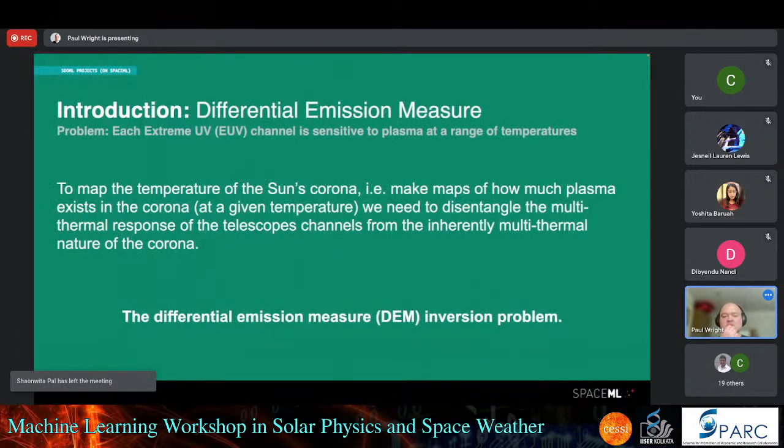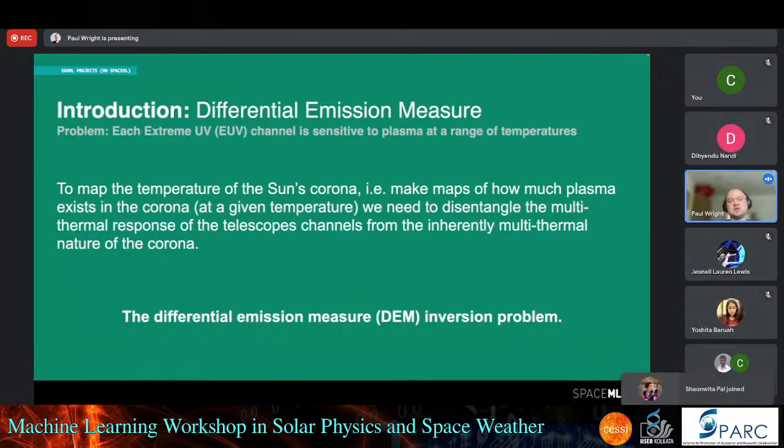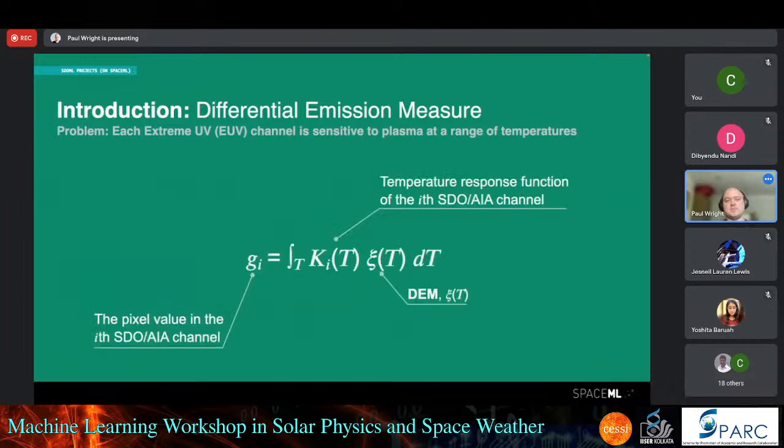So what is the problem? Well, to map the temperature of the sun's corona, i.e. make maps of how much plasma exists in the corona at a given temperature, we need to first disentangle the multi-thermal response of the telescope from the multi-thermal nature of the corona itself. And this is the differential emission measure problem.